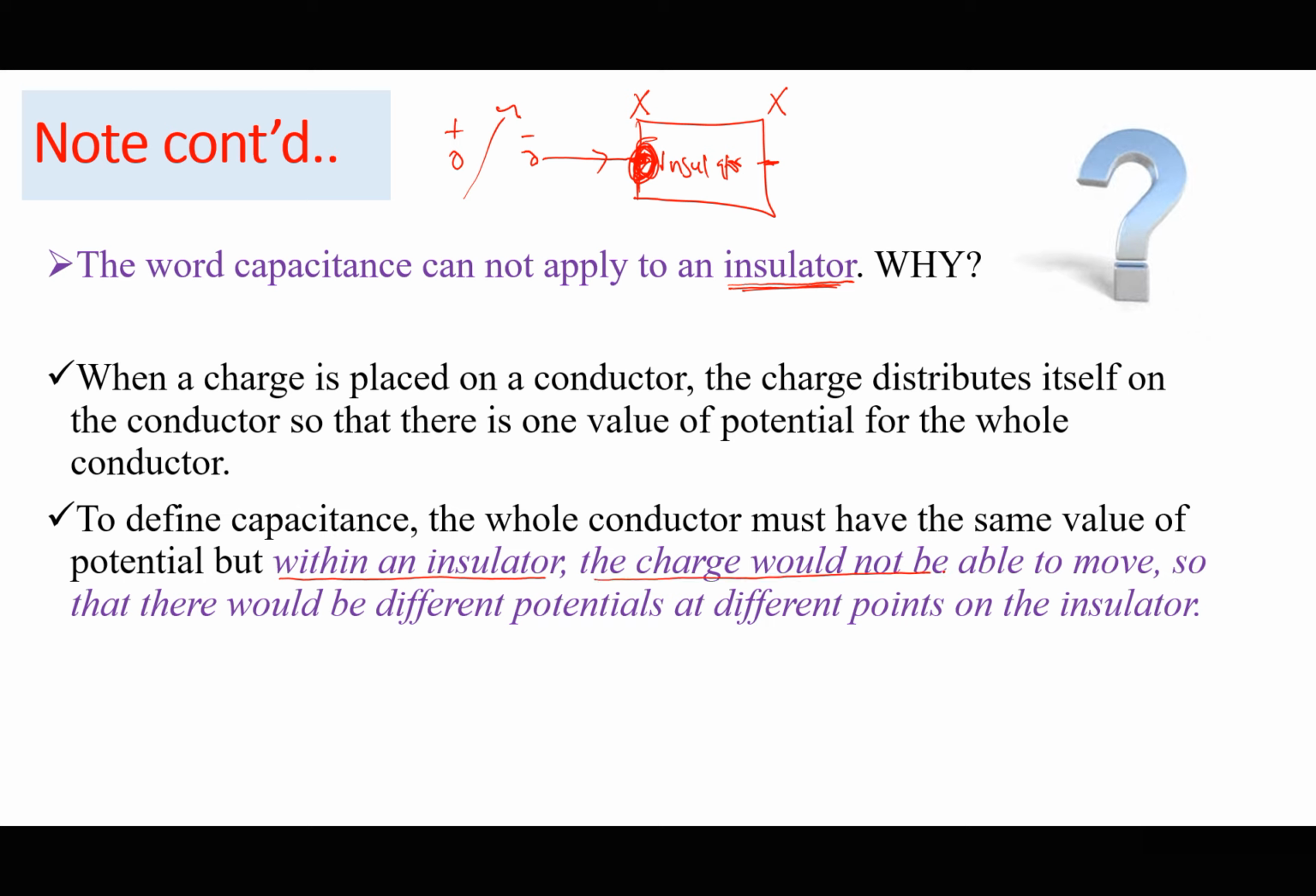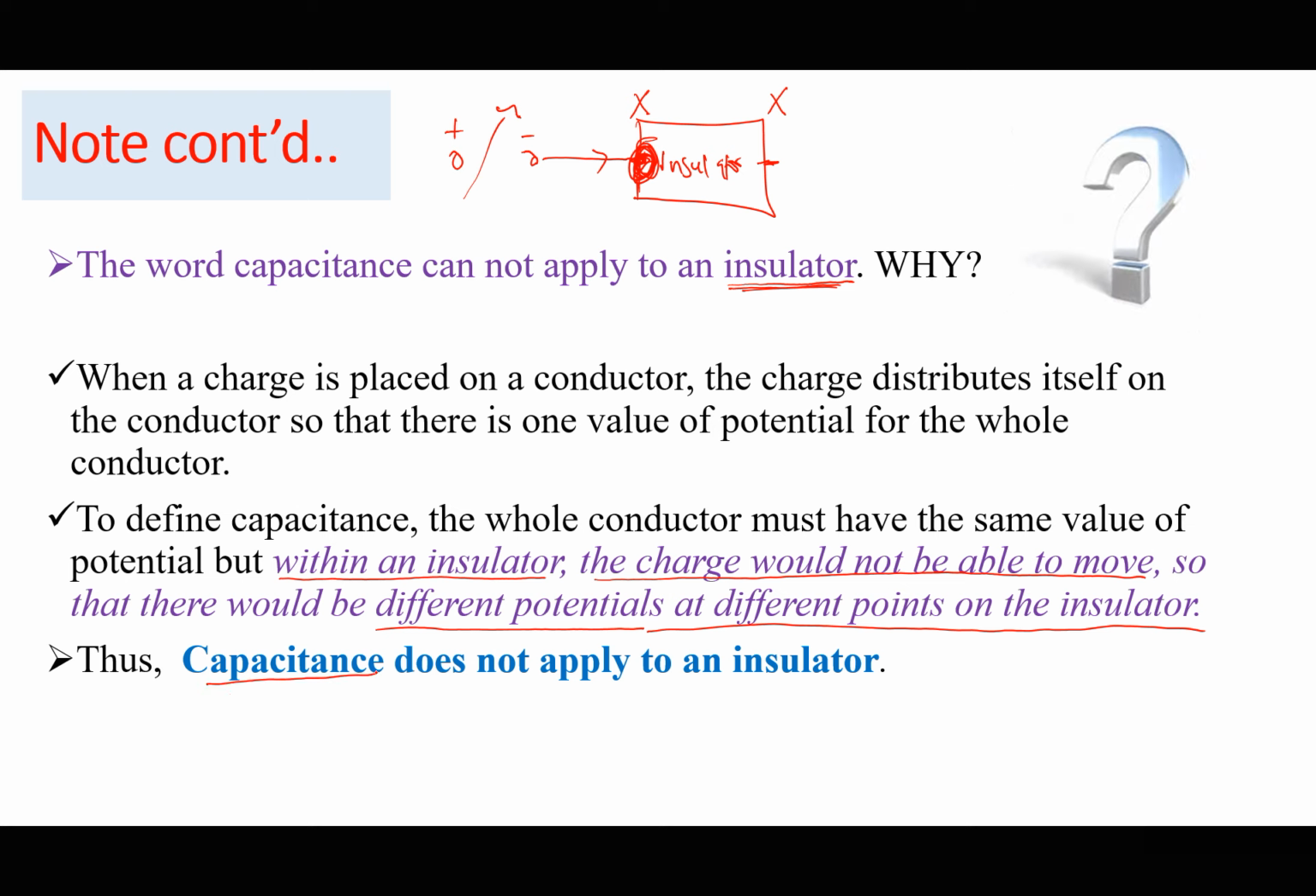The charge, as I've said, would not be able to move, so there would be different potentials at different points on the insulator. So how would you define capacitance, yet the potentials at different points of the insulator are different? For that reason, I am saying the term capacitance does not apply to an insulator, because the potentials at different points or at different ends of the insulator will be different.